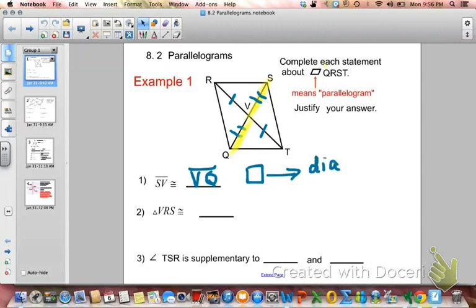Diagonals bisect each other. So notice in the instructions it says to justify your answer. So that's what we're doing right now. We're justifying using the theorems that we developed the other day.